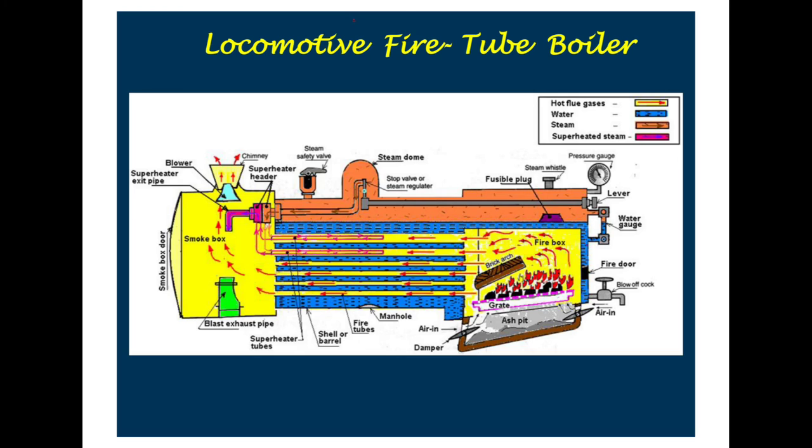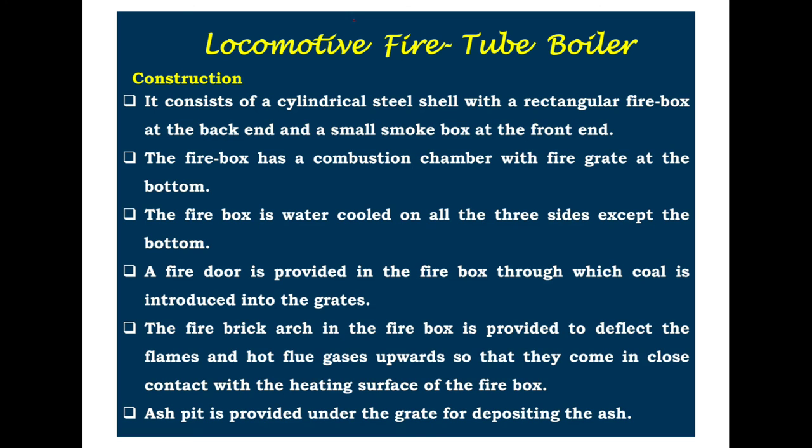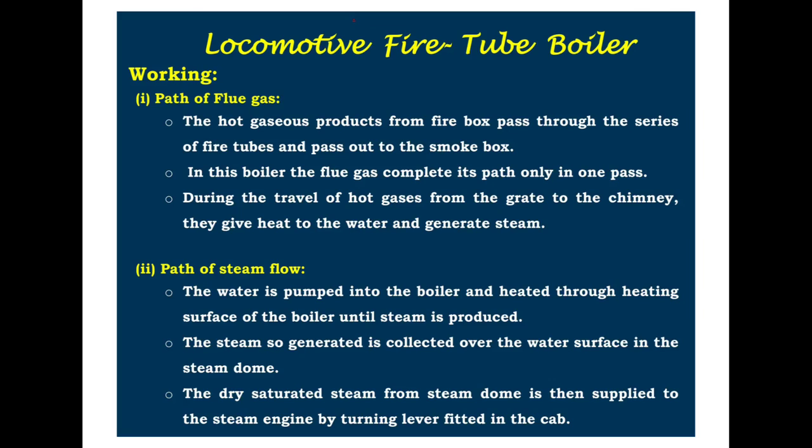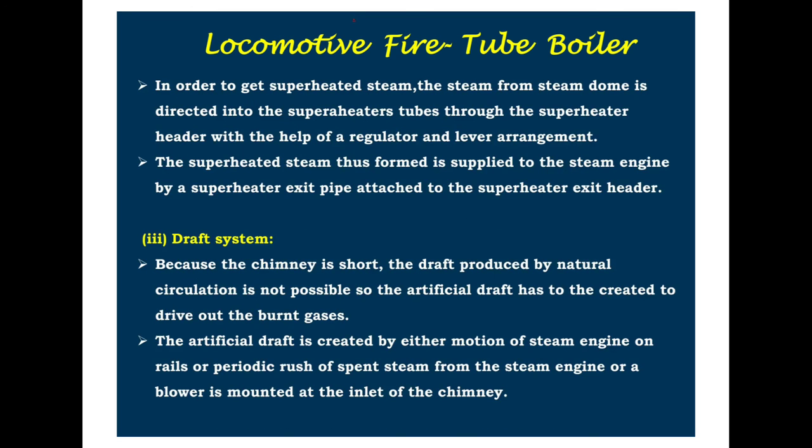You can see the locomotive fire tube boiler construction details. The construction consists of a cylindrical steel shell with a rectangular fire box at the back end and a small smoke box at the front end. Horizontal fire tubes are placed longitudinally inside the shell, through which the hot gases pass from the furnace to the smoke box. These tubes are always immersed in water. Then the working principle: already we have discussed the path of flue gas, path of steam flow, and draft system.